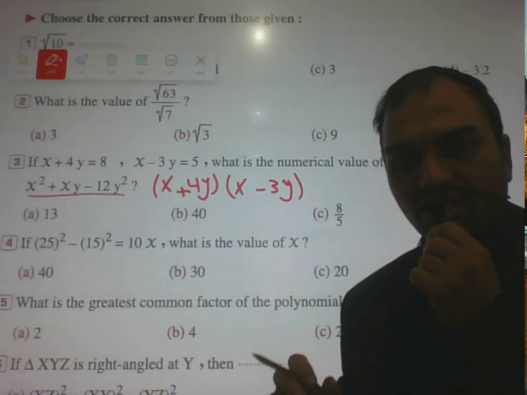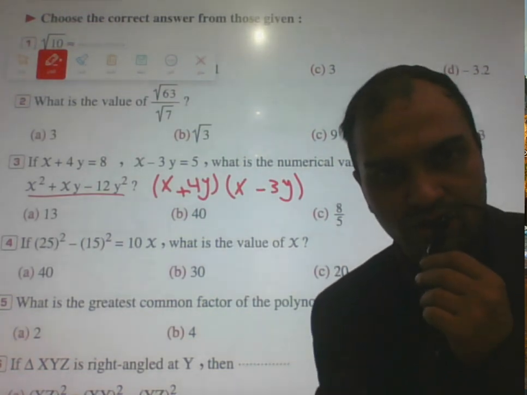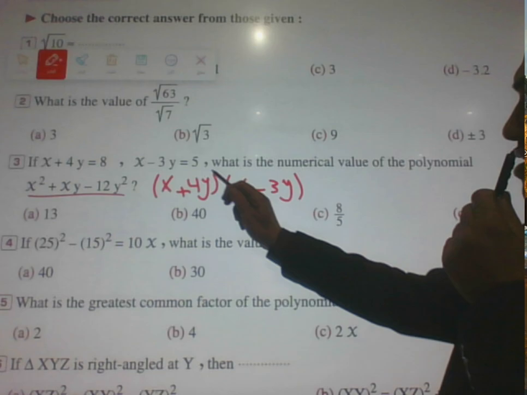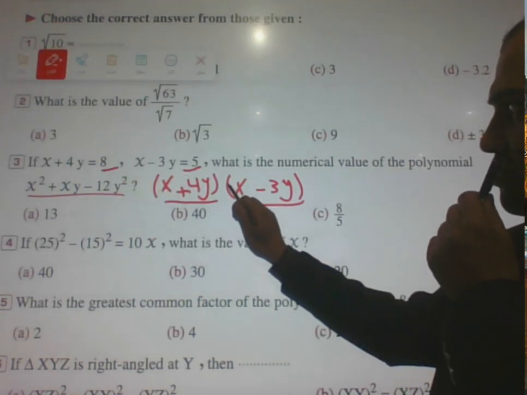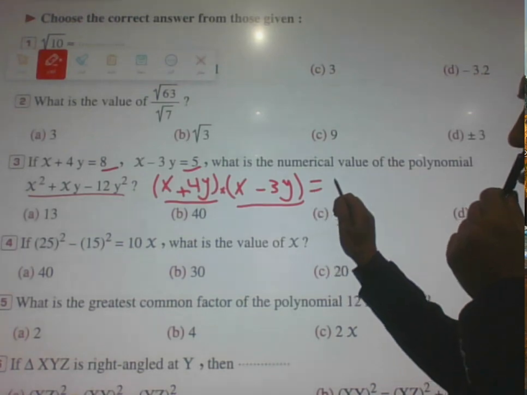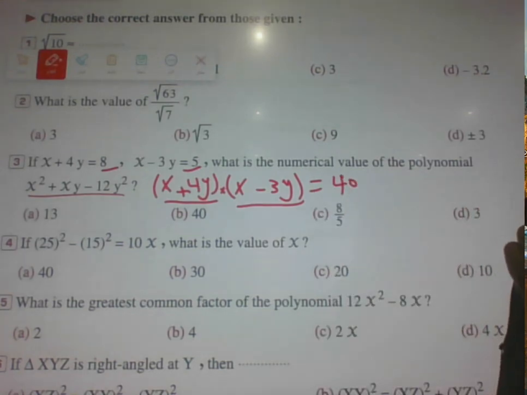Then the product of the two factors will be 8 times 5. We have the value of the first and the second factor. The product between them together, 5 times 8, is 40.